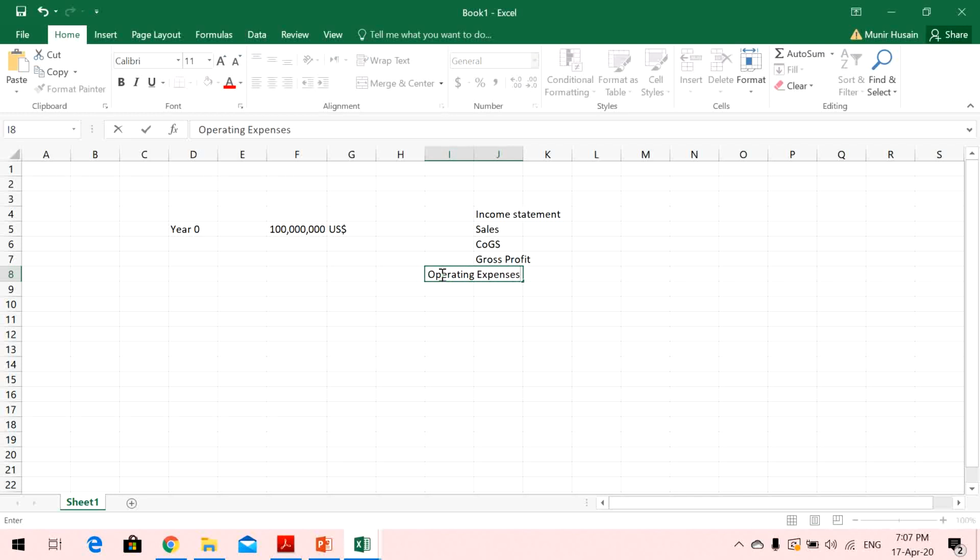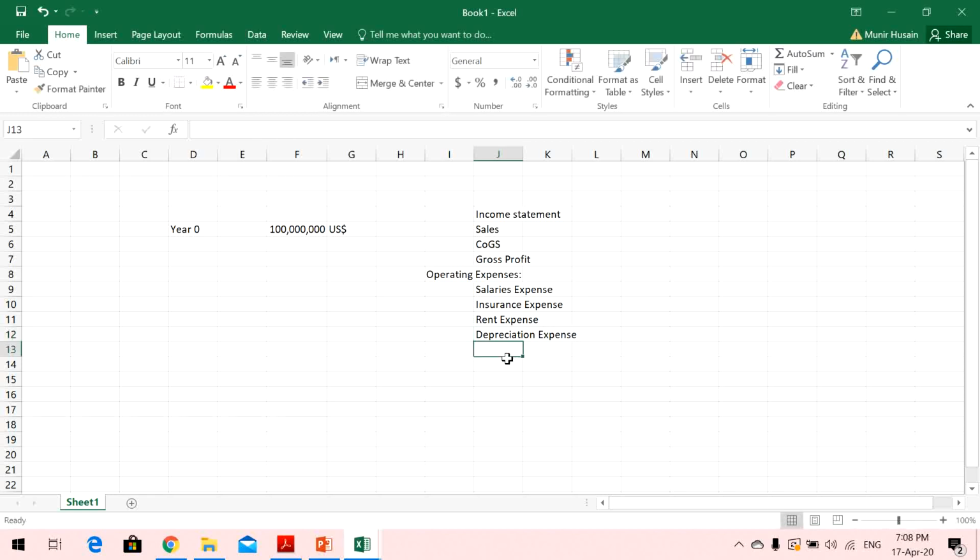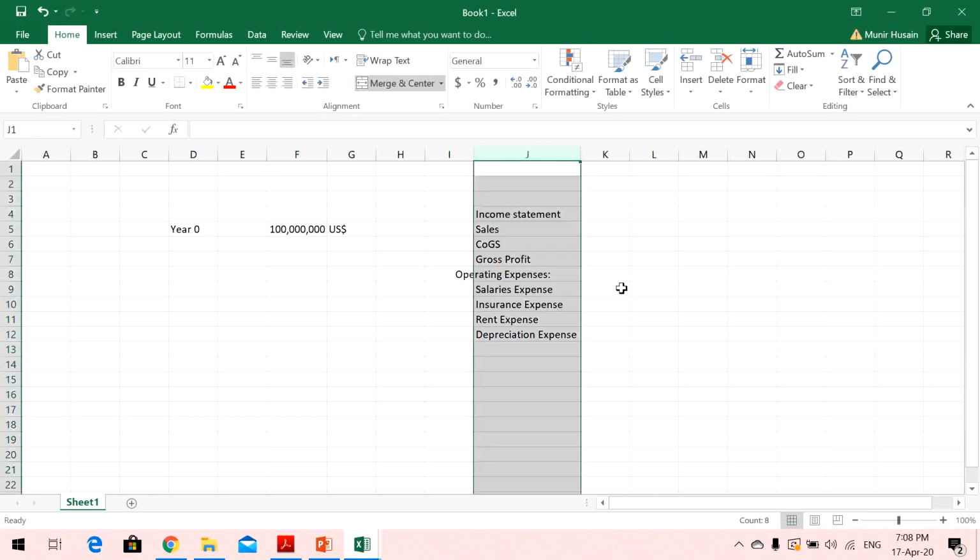For example, operating expenses. What are those operating expenses? It could be, let's say, salaries expense, right? Insurance expense, rent expense, right? And so on. Or we have another term, we call it depreciation expense, right? And we may have so many other different expenses, right?